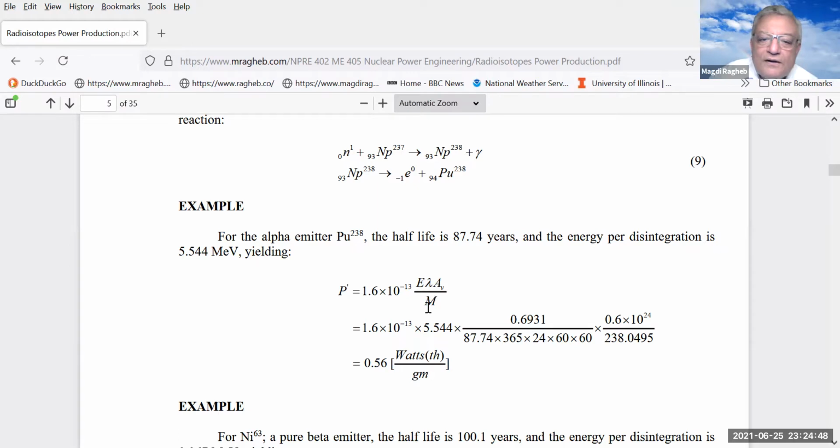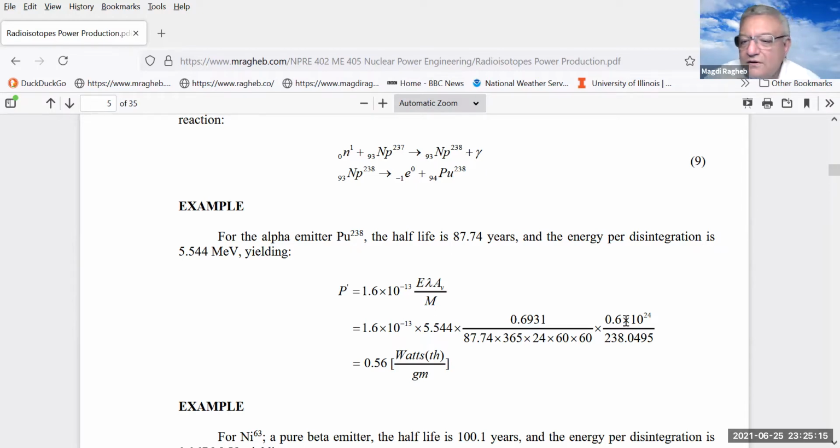The energy emitted by the isotope, from the chart of the nuclides, is 5.544 million electron volts. So we plug in 5.544 for the E, the constant comes in right here, and then we are left with the molecular weight in the equation. For plutonium-238, if you want to be exact, it's 238.0495. You can take it as an approximation as 238. And then Avogadro's number, 0.6 times 10 to the 24th power.